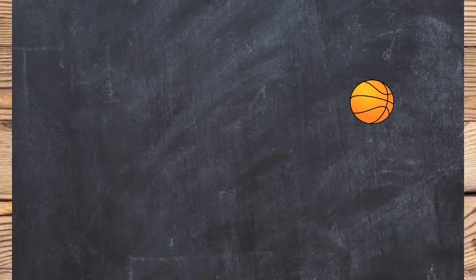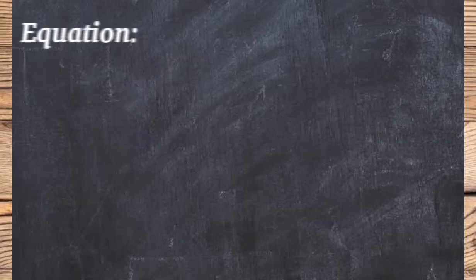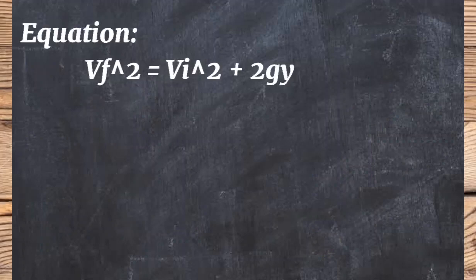And to solve it, we will use the equation: the square of the final velocity equals the sum of the square of initial velocity and twice the product of acceleration due to gravity and the distance y.